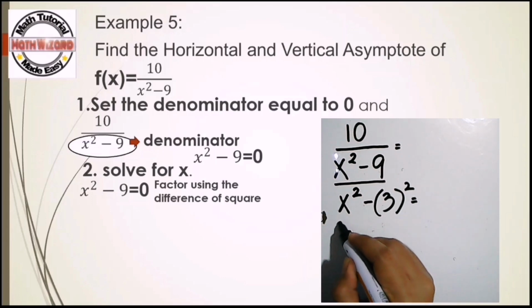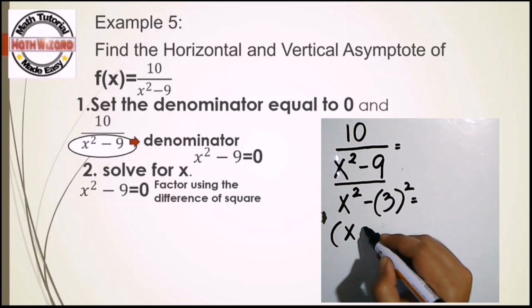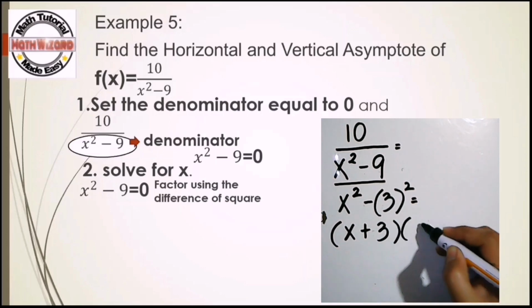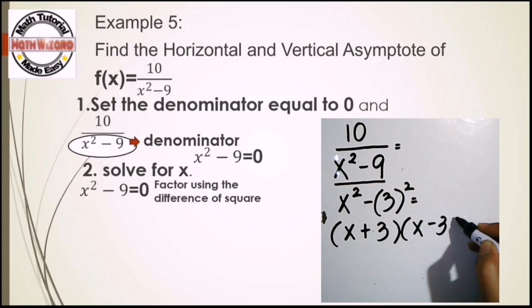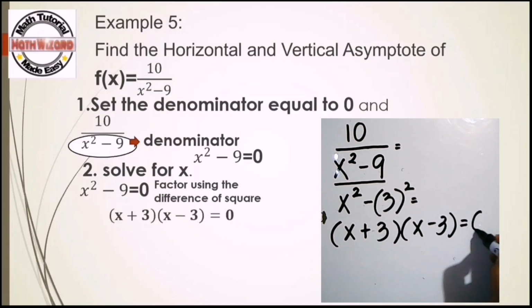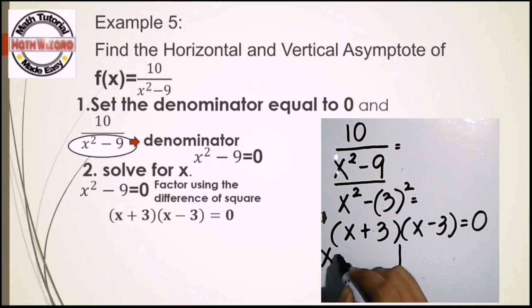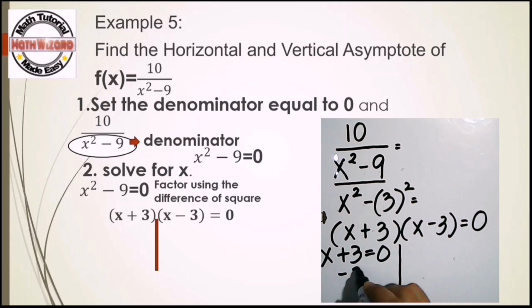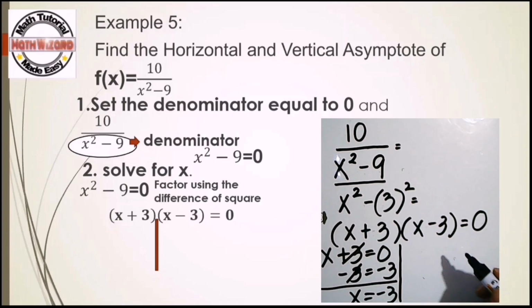So therefore, the rule for the difference of squares is to copy the square root of x squared and then copy the square root of 9, and then just change the sign. So make it positive and the other one negative. So x minus and plus 3. Yan. And then we equate x plus 3 to 0. At the same time, x minus 3, we equate it to 0.